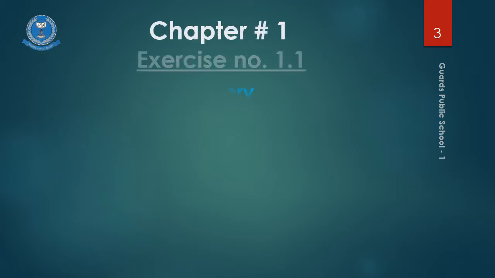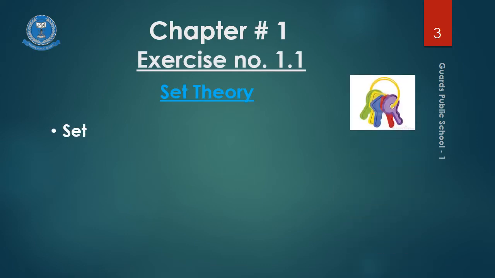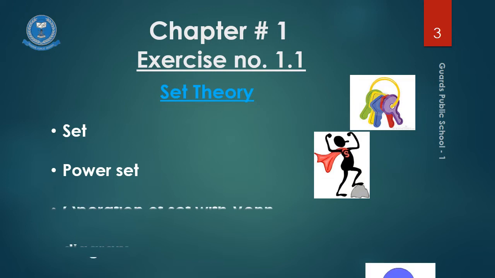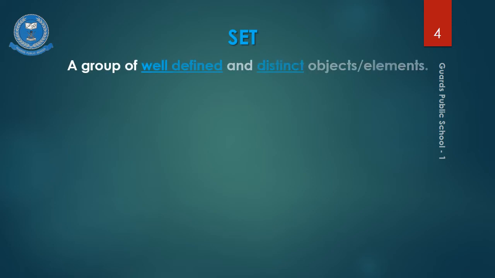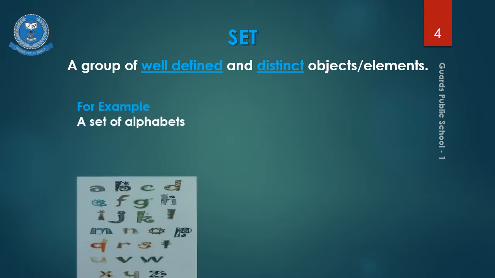So the students, starting with chapter number 1 and exercise 1.1, in which we will study about set, power set and different operations of set with Venn diagram. First of all, we must know what is set. A set is a group or collection of well-defined objects or elements. For example, a set of alphabets.